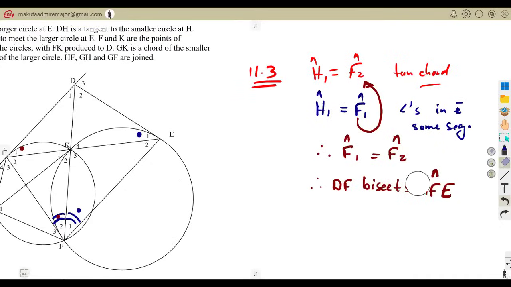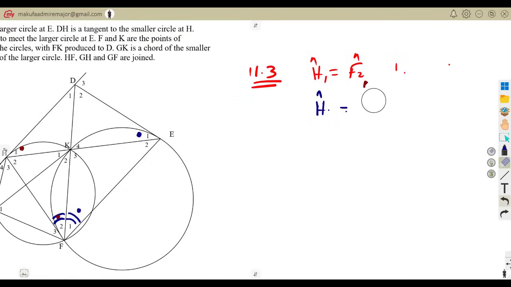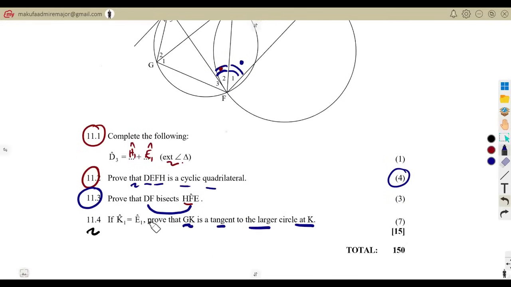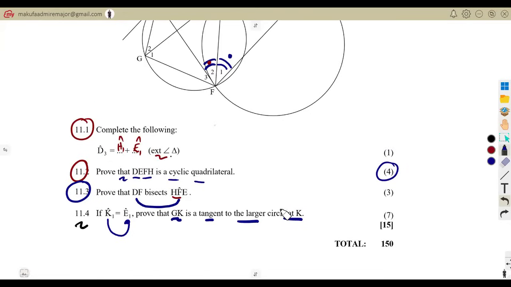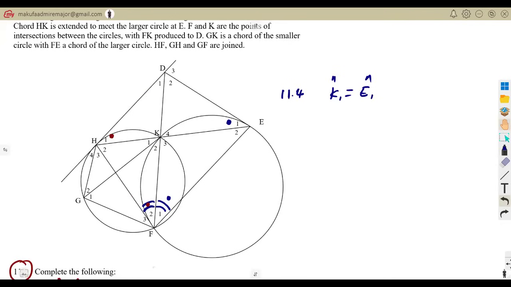Now let's remove some of these things, guys, so that we can properly see our question. Now we are being told this time that K1 is equal to E1. That's angle K1 is equal to angle E1. With this information, prove that GK is a tangent to the larger circle. GK from G, this one, GK is a tangent to the larger circle. This is what you're supposed to prove.